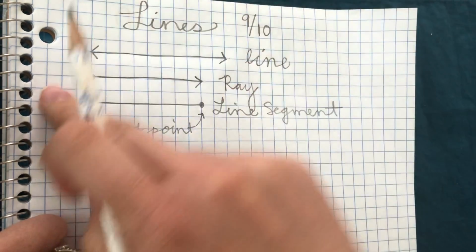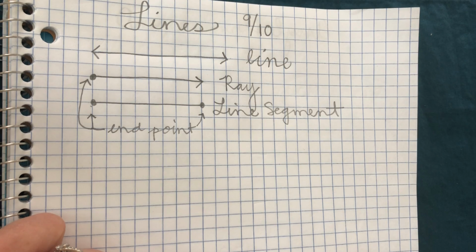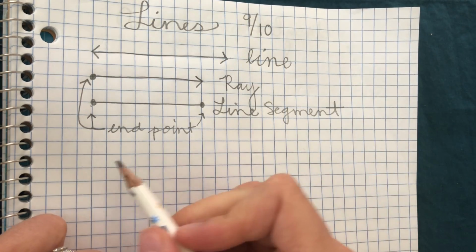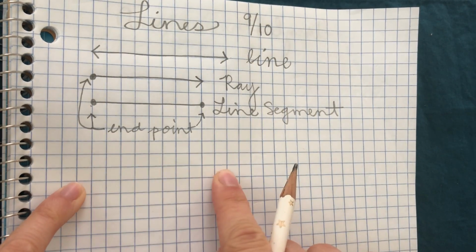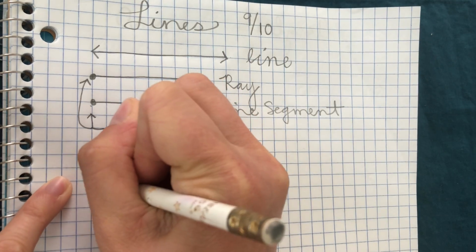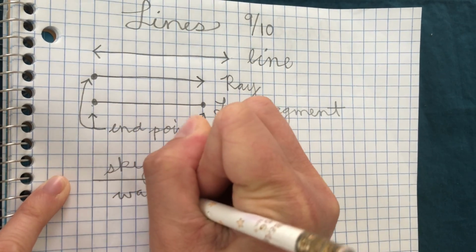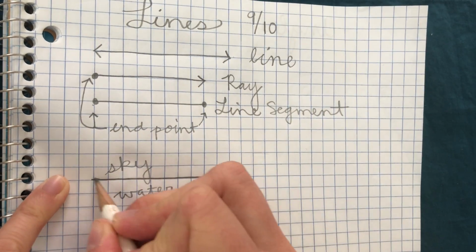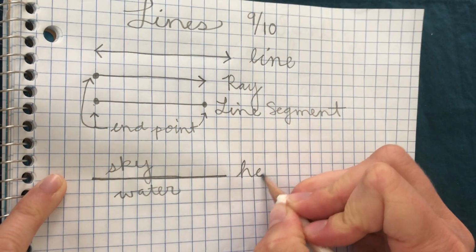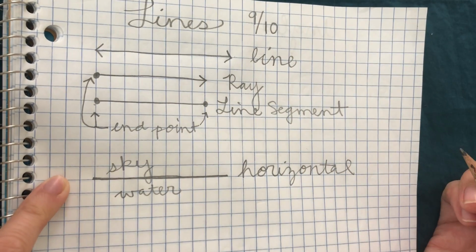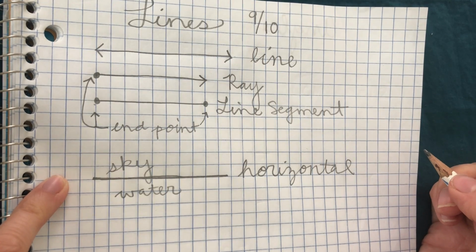Now, here I drew each of these lines as a certain kind of line. Think about when you're at Lake Michigan and you're looking out at the water and you can see the line that divides the water and the sky. That is called the horizon. Now, when the line follows that horizon line, it is called a horizontal line.